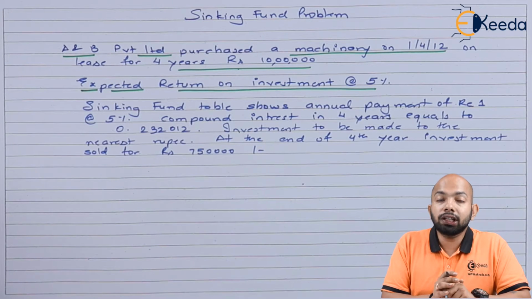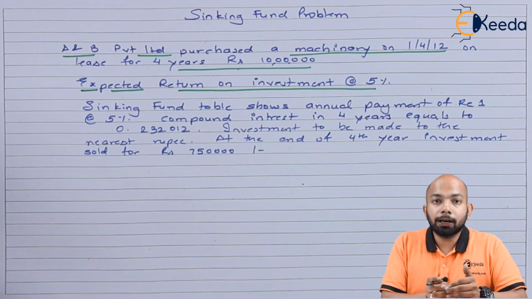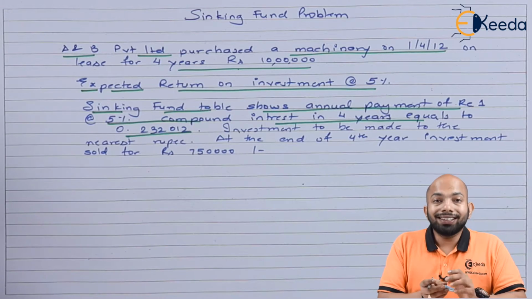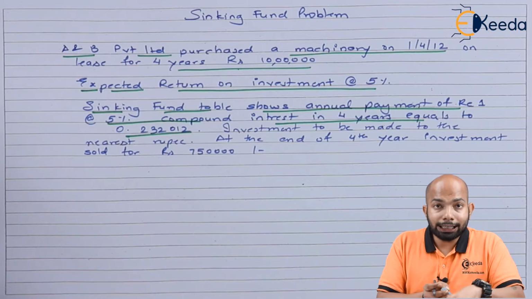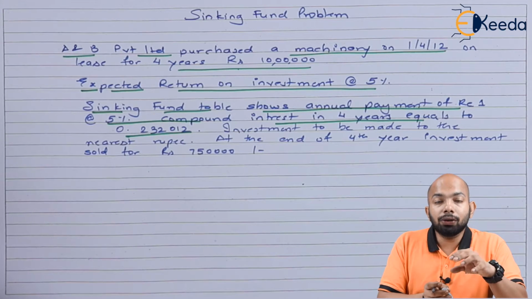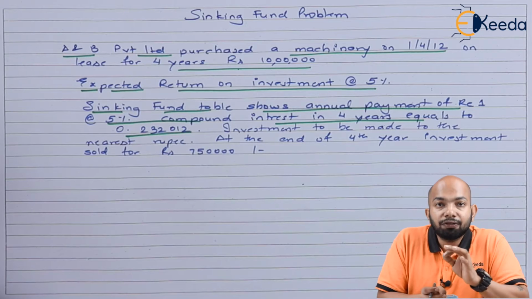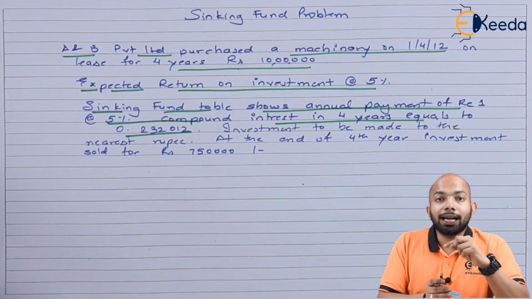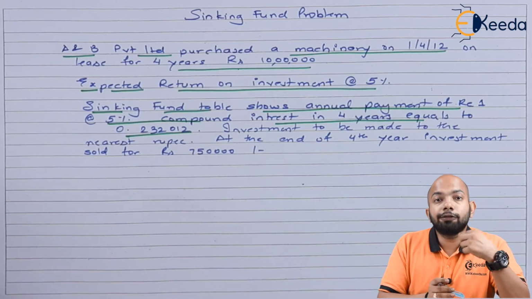The expected return on investment is at 5%. That means whatever investment we make as a part of the depreciation, it will fetch 5% return on it. Now, the sinking fund table that they have shows that if you invest rupees 1 right now for 4 years at a compound interest of 5%, it will fetch you 0.232012. This is the value of that specific investment after 4 years. So whatever depreciation will be there will be calculated on the basis of this table itself, because this is the investment that we have to make.